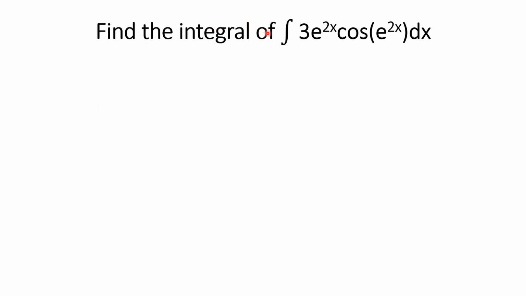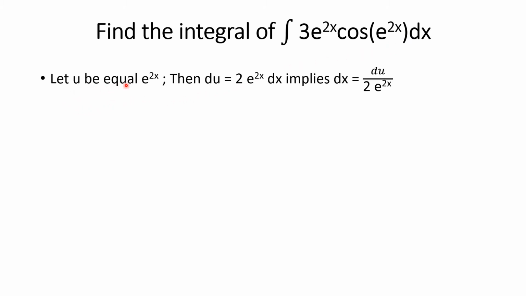Find the integral of 3 e to the power 2x cosine of e to the power 2x dx. We will also use integration by substitution. So let u be equal to e to the 2x. Then du is equal to 2 e to the 2x dx. This implies dx equal to du divided by 2 times e to the 2x. Now we will just be plugging in values.